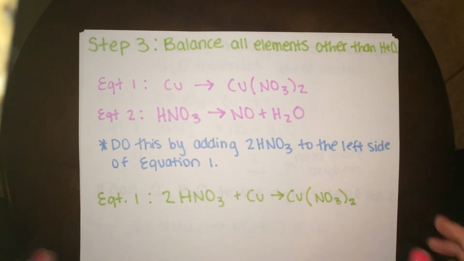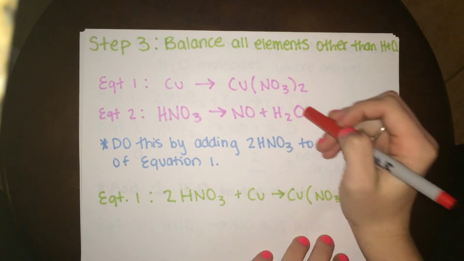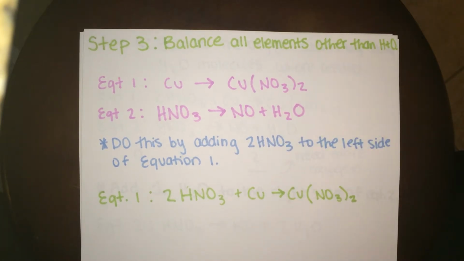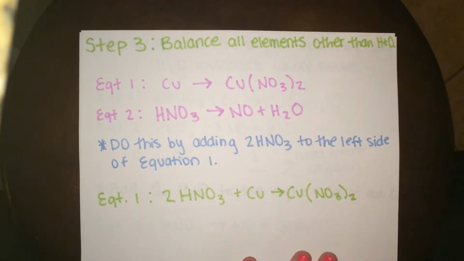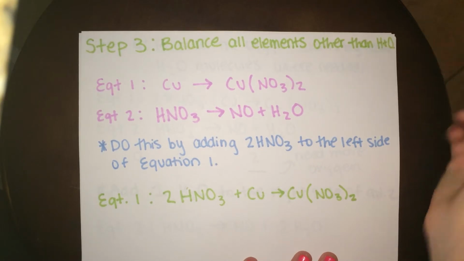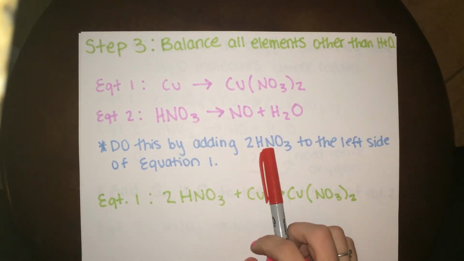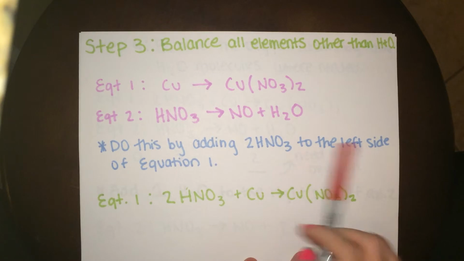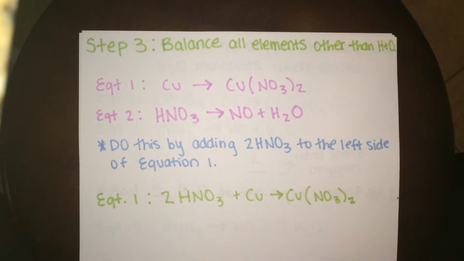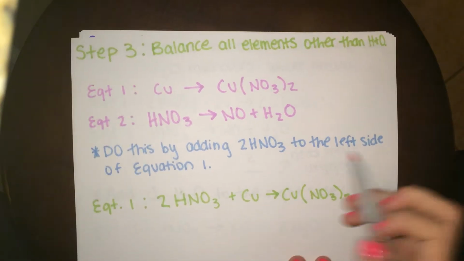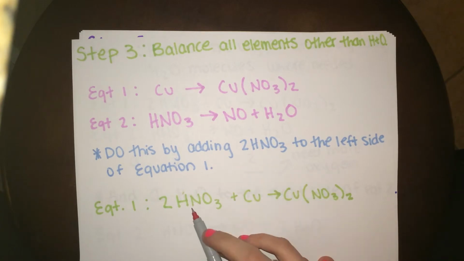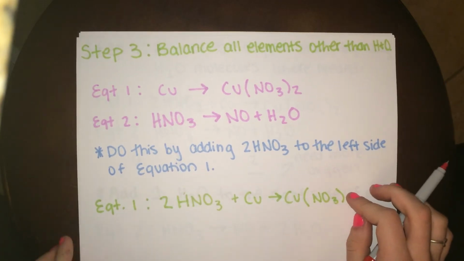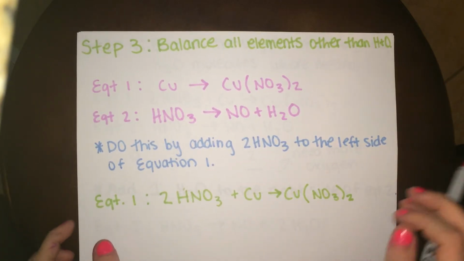Step 3, balance all elements other than hydrogen and oxygen. You always wait until last to balance hydrogen and oxygen. So right here, there's equation 1 and equation 2, which we just showed in the last step. And you balance all elements other than hydrogen and oxygen by adding 2 HNO3 to the left side of equation 1. So you added this to the left side, which is a way that you balance the equations.